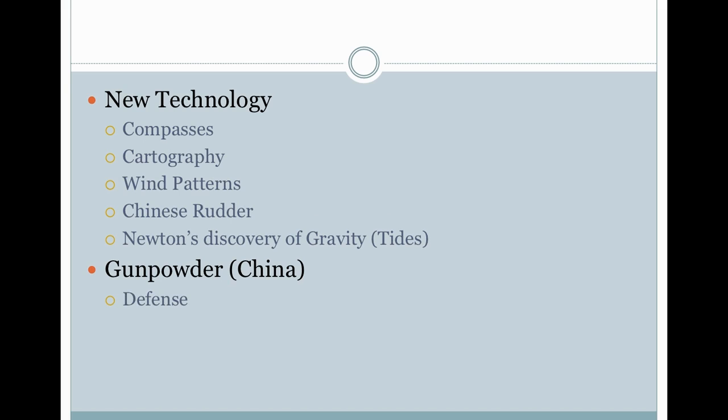All right, so what other factors contributed to this age of discovery? New technology. Columbus may not make it to the Dominican Republic if he's not an expert at cartography, or if the Chinese compass isn't developed, or if he didn't study those wind patterns. The Chinese rudder made its way to these European ships. And not just that, but Newton's discovery of gravity helped explorers understand tides. Gunpowder was used in defense from pirates. Gunpowder comes from China. So we see exchanges helping someone like Ferdinand Magellan or Christopher Columbus.